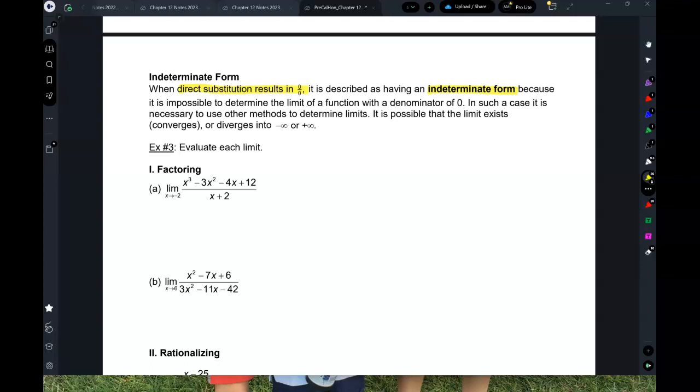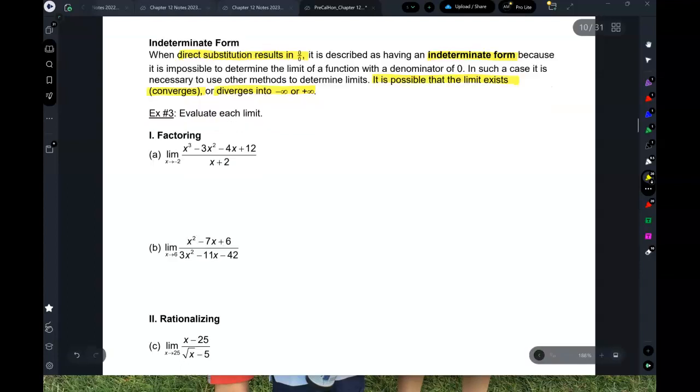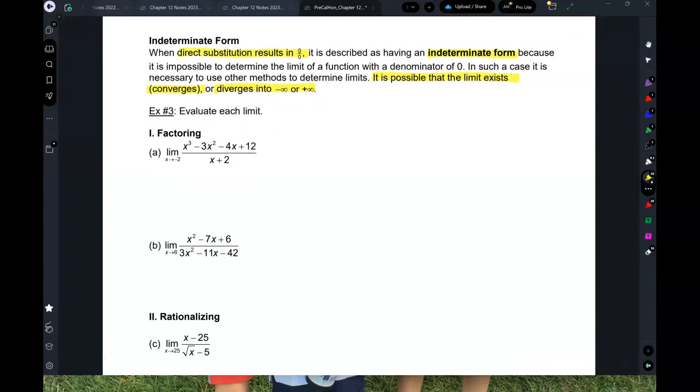So in such a case, you have to use other methods to determine the limits. When you get 0 over 0, when you do some more simplifying, it is possible that the limit actually exists, which means it converges, or it'll diverge into positive or negative infinity. So let's take a look at this one. When you get 0 over 0, there are several methods that you can use to simplify your function. The first of those methods is factoring.